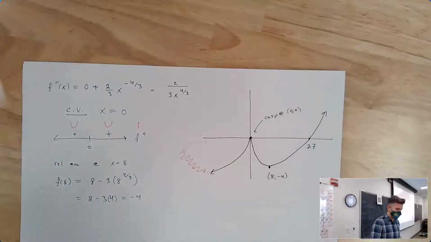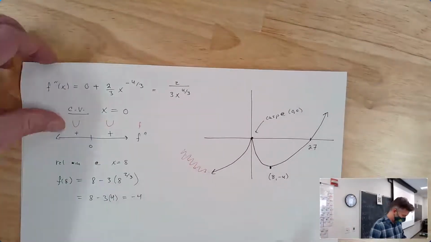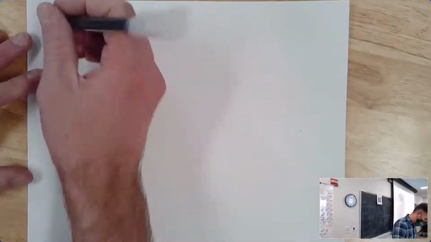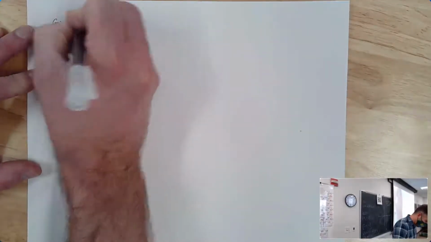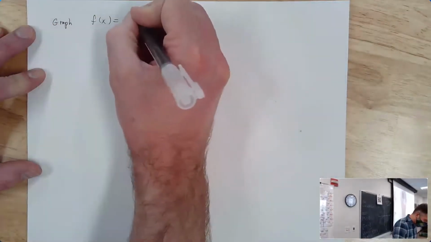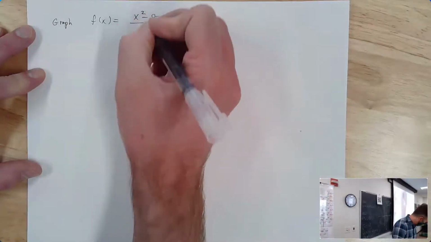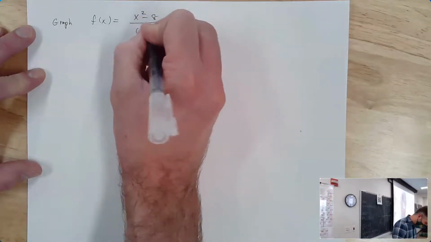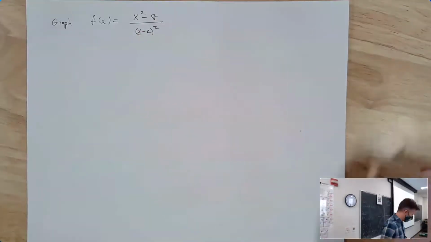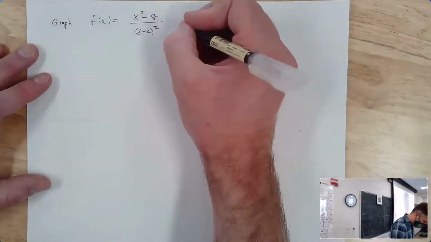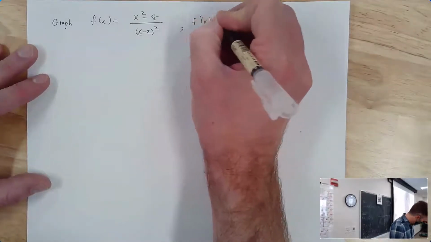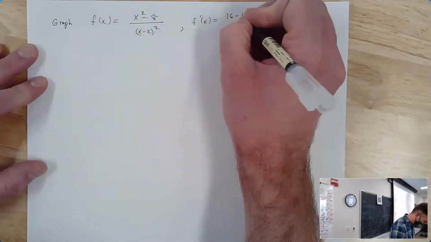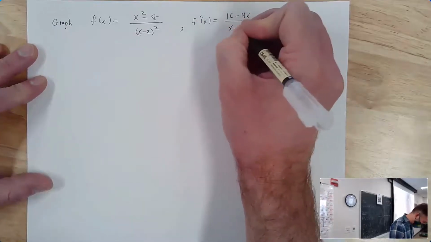Okay, let's look at another graphing example. And then we're going to make some comparisons. So we're going to make our lives a little bit easier for this next example. I'm going to give us all the derivatives to start off with. So we're going to graph this function. F of x equal to x squared minus 8 over x minus 2 quantity squared. And instead of actually finding the derivatives, because they're kind of a giant pain, I'm going to tell you that the first derivative is 16 minus 4x all over x minus 2 cubed.